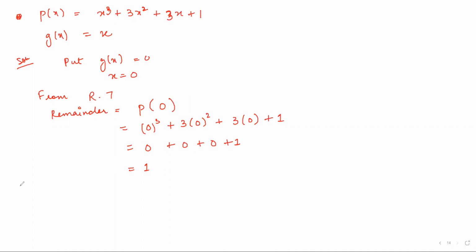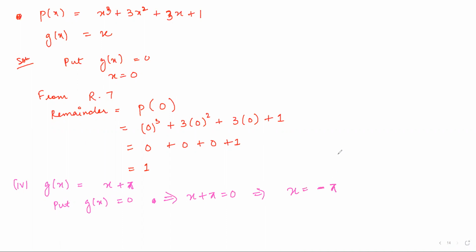Now next one, fourth part. How much is your gx? Gx is x plus pi. Clear? So put gx is equal to 0. So that means put x plus pi is equal to 0, right? What does it give you? It gives you x is equal to minus of pi.